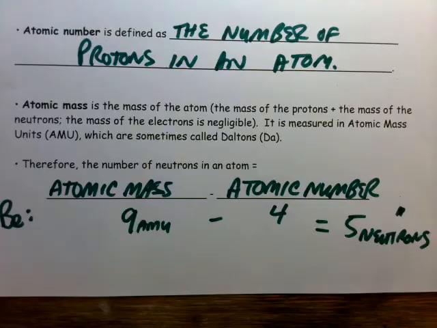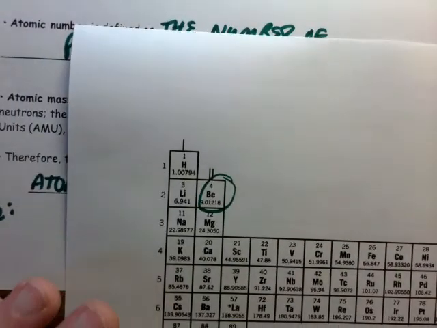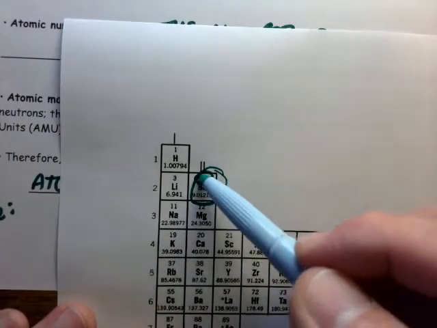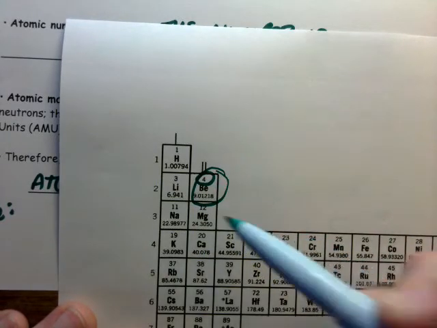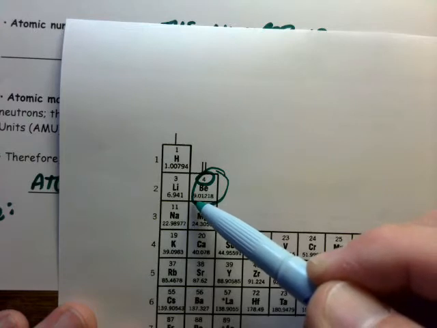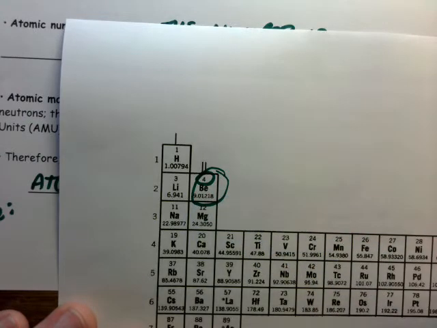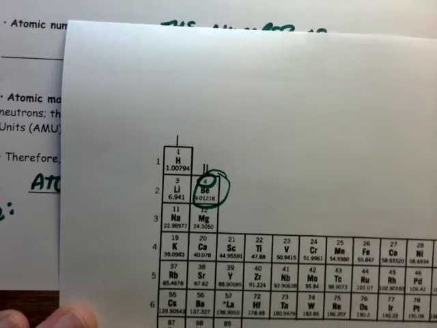So just by looking at the periodic table, I can instantly know the number of protons. Just look at the atomic number, and with a little quick subtraction, I can know the number of neutrons. Take the atomic mass and subtract the atomic number. In this case, 9 minus 4 is 5.